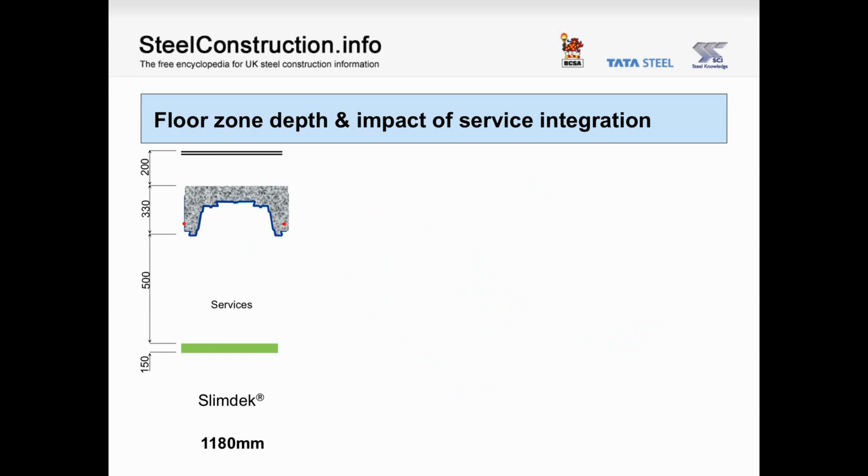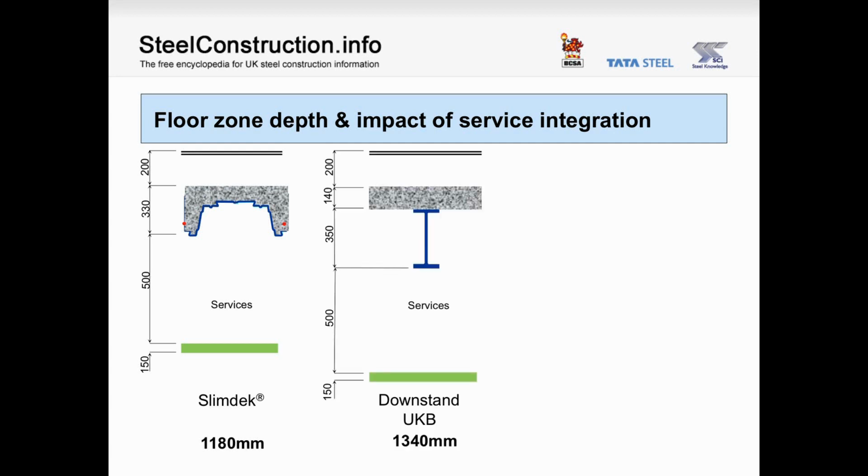Looking now at floor zone depth, when we consider a 200mm raised access floor, a 500mm service zone and 150mm for suspended ceiling construction, it should come as no surprise that the shallow floor system performs well with a total floor zone of 1180mm. When we consider an equivalent downstand composite, we see that the floor zone increases to 1340mm.